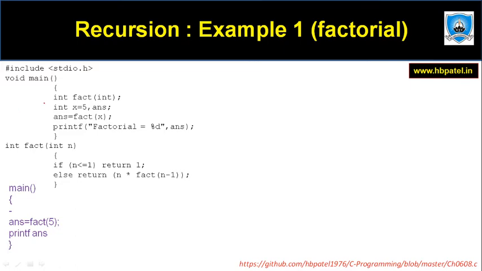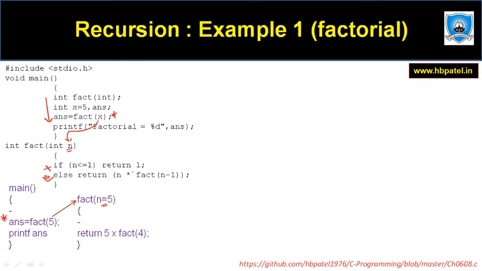So this is my main program. From the main program, the statement is answer equal to fact of x. That means I'm calling function fact, and the value of n is equal to 5. So it will not go over here in if, and it will go to else, wherein else it is return n, n is 5, into fact of 4. But it will not return over here because it needs to calculate fact of 4.